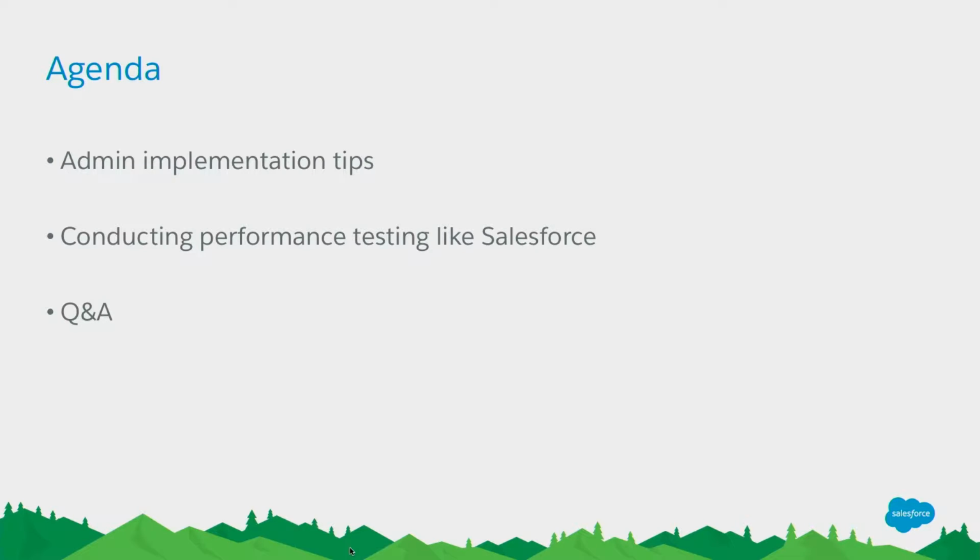That said, the agenda for this: I'm going to talk about some admin implementation tips you can take with your console application to avoid performance degradation for users. Then I'm going to go into how you can conduct performance testing in your own org, very similar to the way Salesforce does it, and that way you have a really good comparison of your performance versus what we expect the performance to look like if you do encounter any problems. Then there will be some time for Q&A.